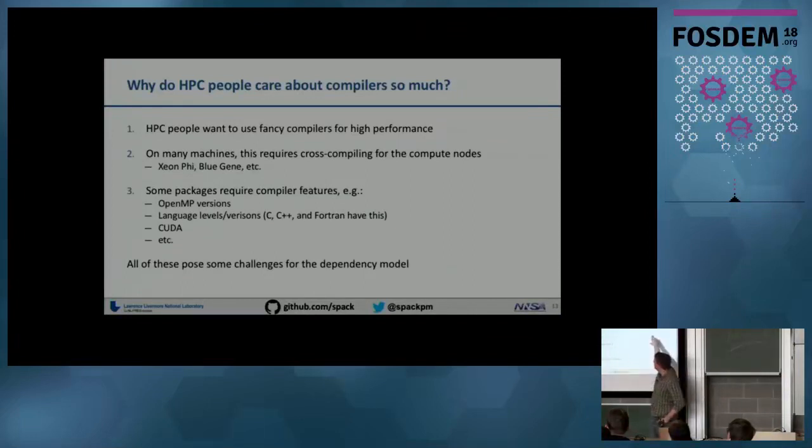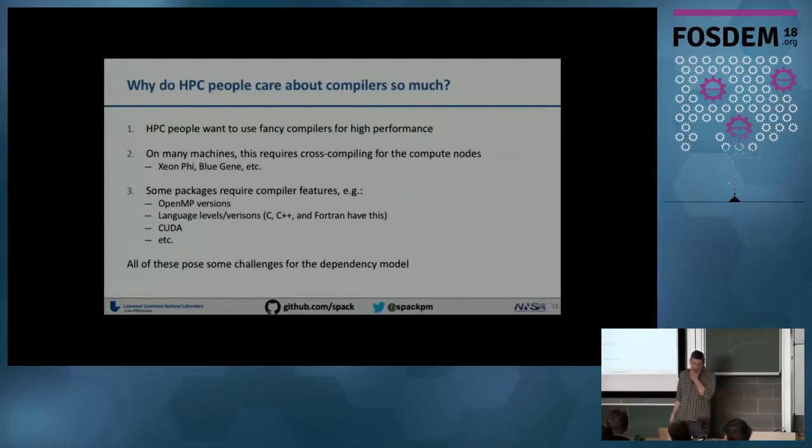The other thing is that on many of our machines, we have to use a special compiler because we're cross-compiling for the compute nodes. On our Blue Gene systems, the front end is not the same architecture as the back end. That's the case on a lot of the Crays today that use Xeon Phis. They have a Xeon front end and a Phi back end, and you can't run back-end executables on the front end. The front end is where people log in to build.